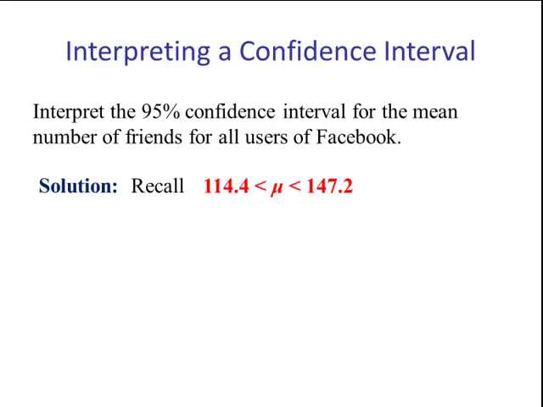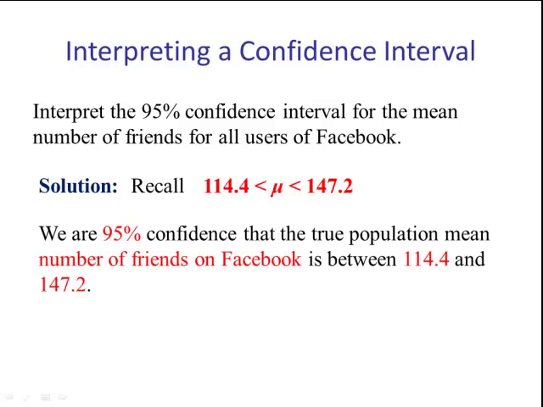If you recall, we did this in the previous video. Our confidence interval has a lower bound of 114.4 and an upper bound of 147.2. So if we were to interpret this confidence interval, we would say we are 95% confident that the true population mean number of friends on Facebook is between 114.4 and 147.2.